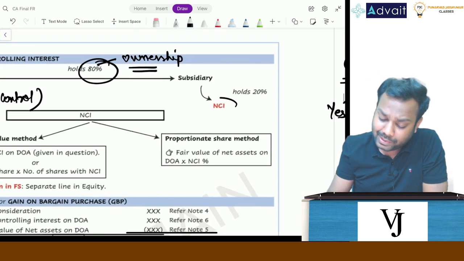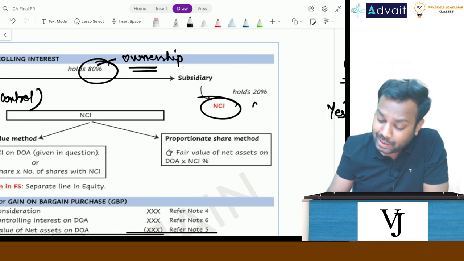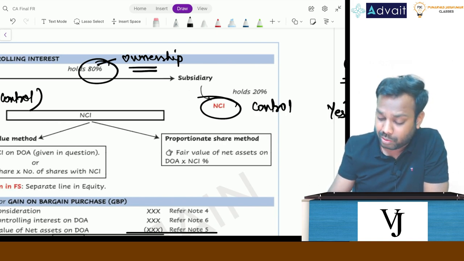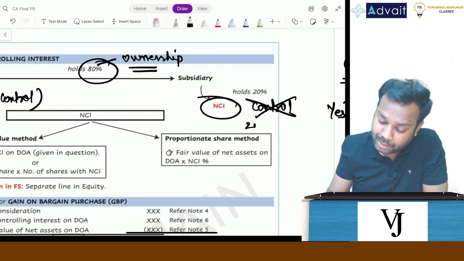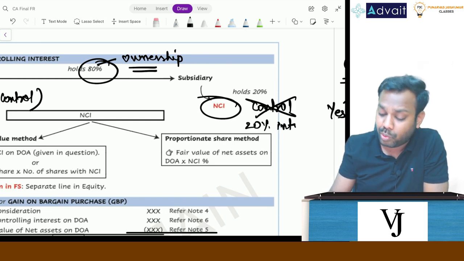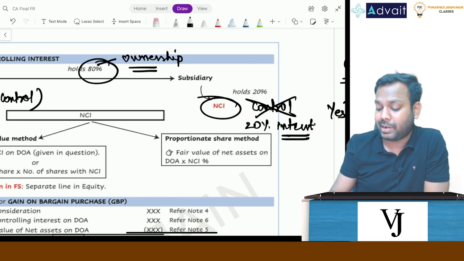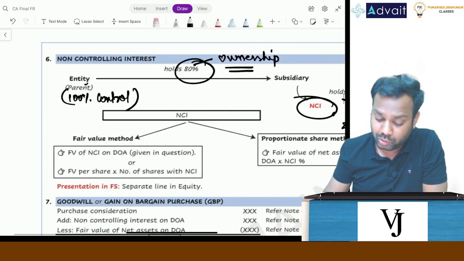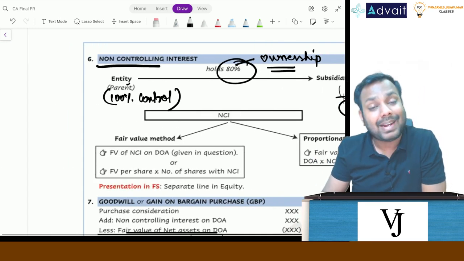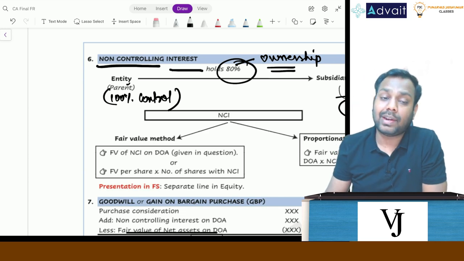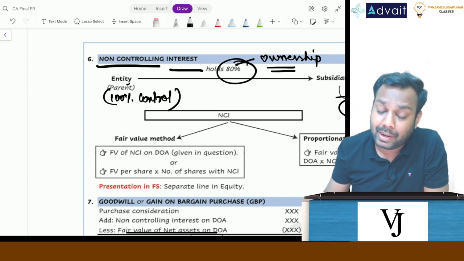Then what about NCI, sir? NCI has no control, but has 20% interest. That is ownership, 20% interest. So it doesn't have control, but it has an interest. That's why it's called non-controlling interest.